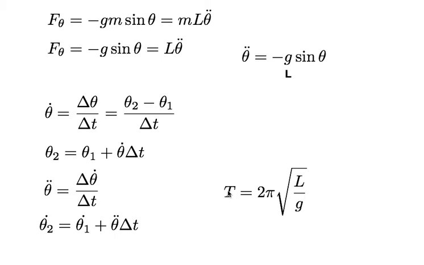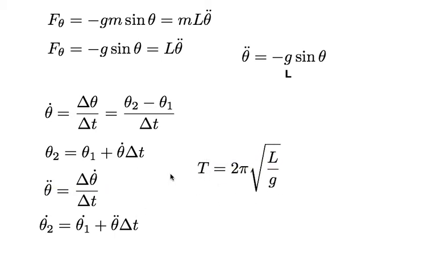Now, I'm going to just show you this here. This is the actual solution, so we can check it later. If I have a mass on a string swinging back and forth with a small angle, the time it takes to go one oscillation is 2 times pi times the square root of L over g. So we can check that.